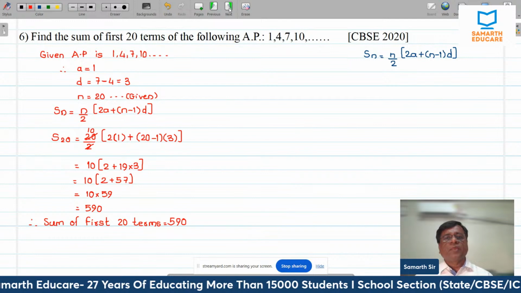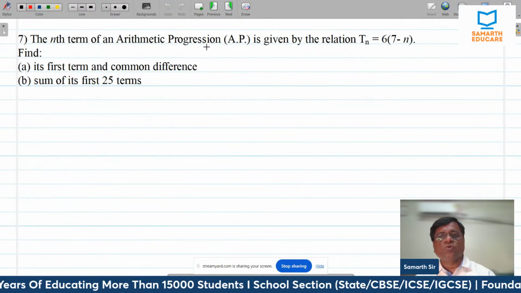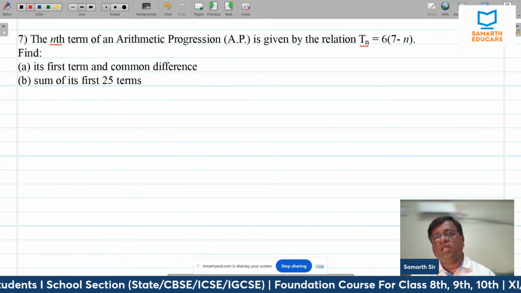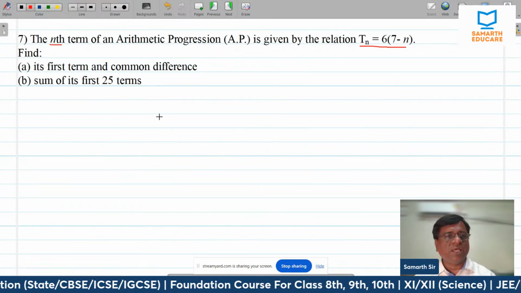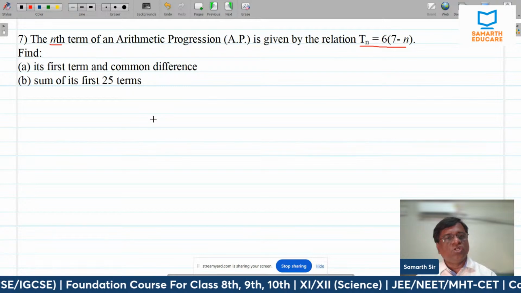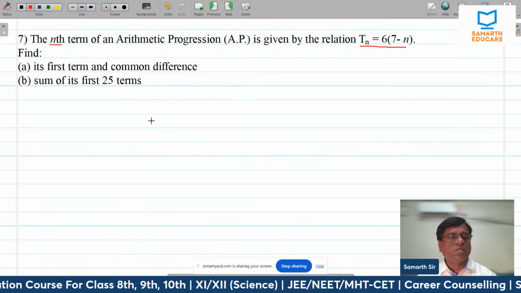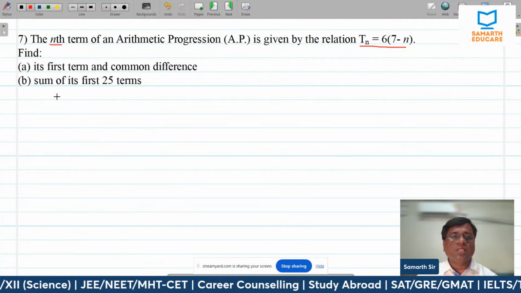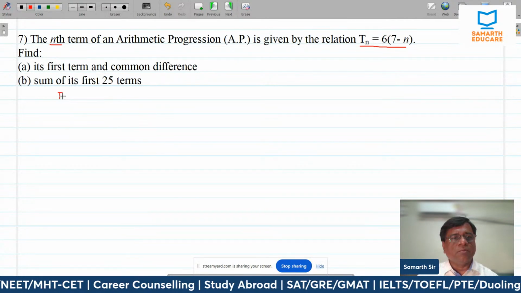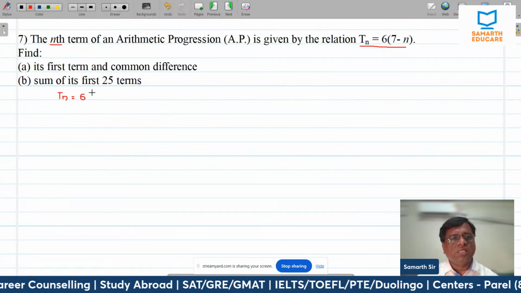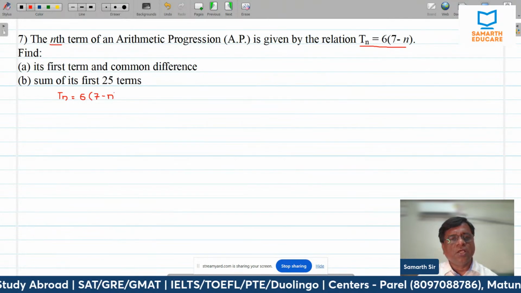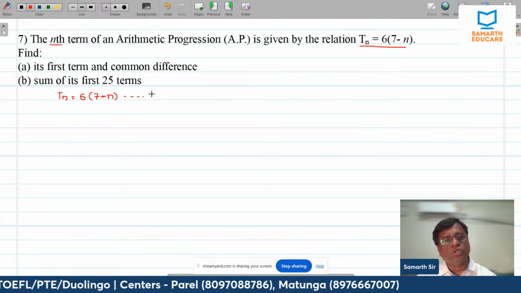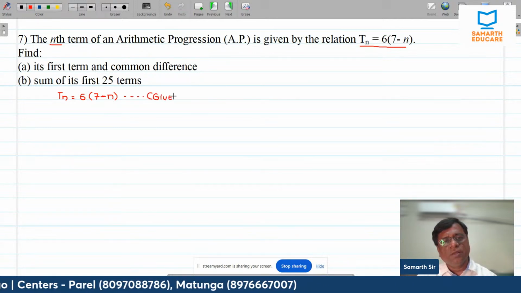All right. Now, let's come to the next question. Very interesting. The nth term of a progression is given as Tn is equal to 6 into 7 minus n. The question is, find its first term and the common difference, and the sum of its 25 terms. A very simple problem. Now Tn is 6 into 7 minus n. Usually we use small t, it doesn't matter, if they have given capital then take capital, it makes no difference. This is the given thing.